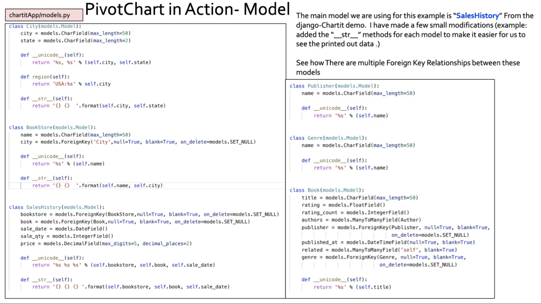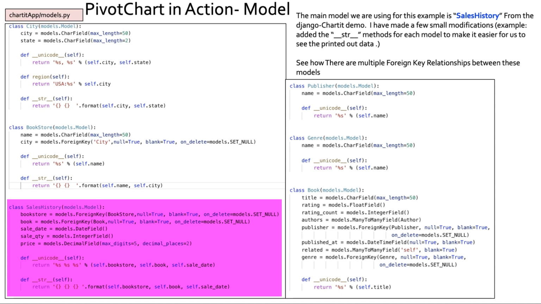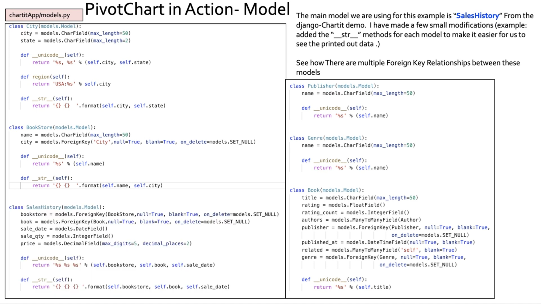So this example will be a bit more involved than we've seen so far. The main model, we're looking at the models.py file. The main model we'll use here is sales history from the Django Chartit demo. I've made a few small modifications, especially adding the string method here, so we'll be able to see these more clearly. But notice how a lot of these models have foreign key relationships, many-to-many key relationships. That's what will make this so interesting for us in trying to group these things together.